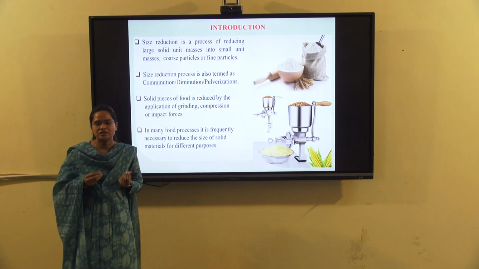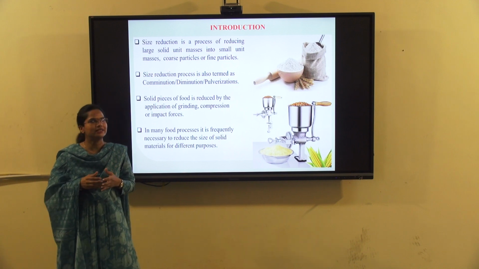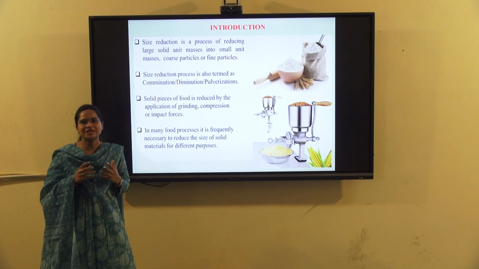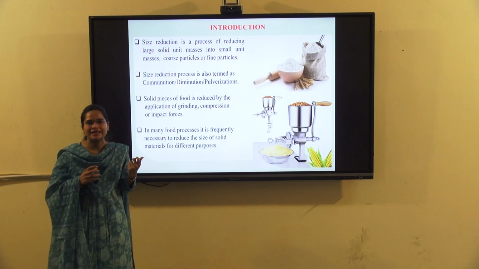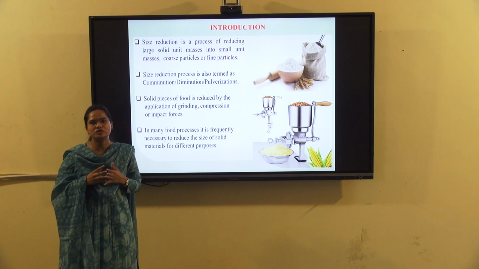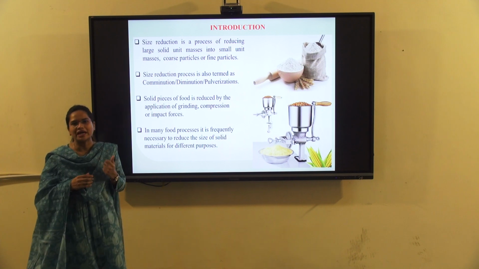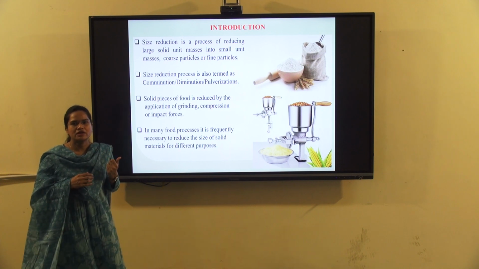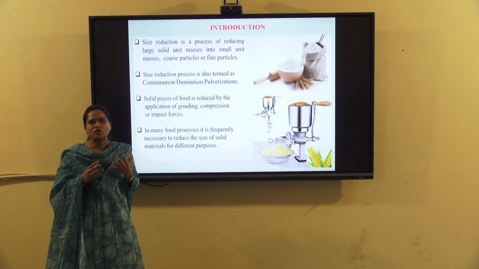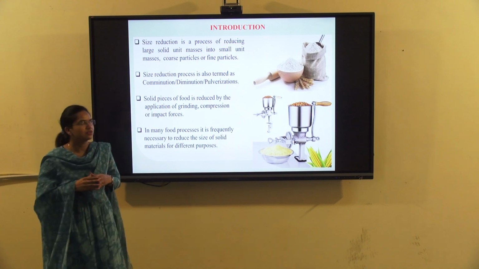So size reduction is also known as comminution, pulverization and elimination. Here size reduction means bigger particles are converted into smaller ones by using different forces, and the forces may be compression forces, impact forces, or shearing and cutting forces. The reduction may involve one or a combination of these forces for the size reduction.